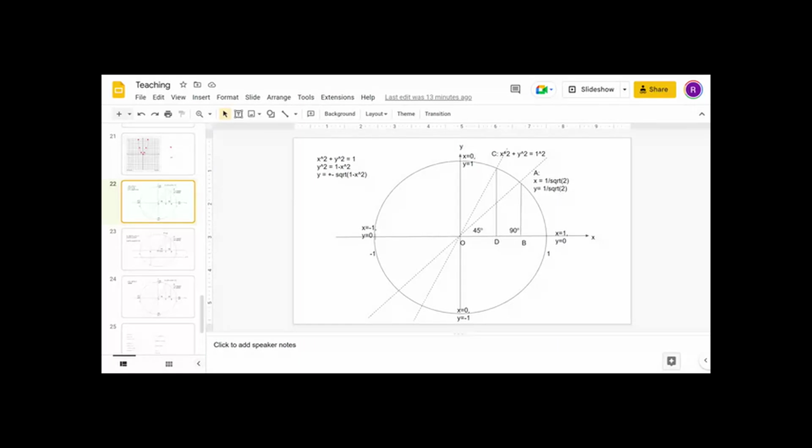Okay. Now what is sine of 90 plus 45 degrees? 90 plus 45 is 135. What is sine of 135 degrees? 1 by root 2. Yes, 1 by root 2.